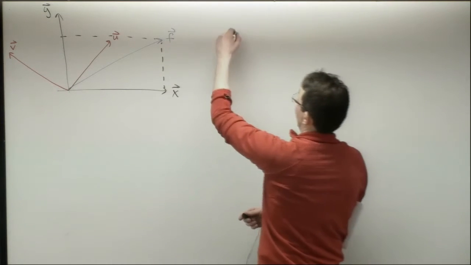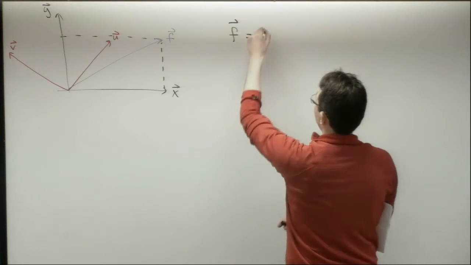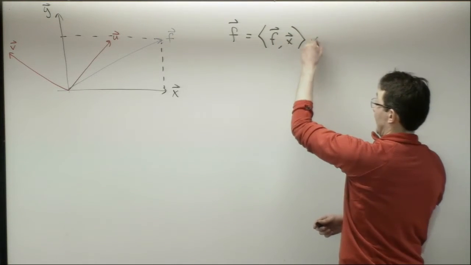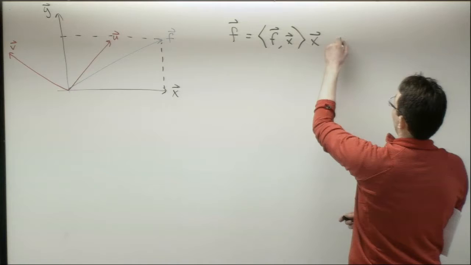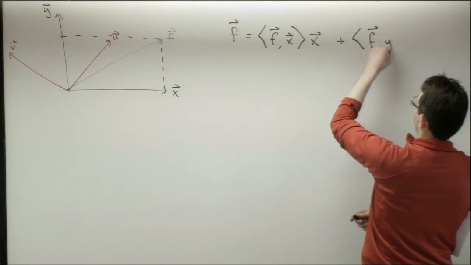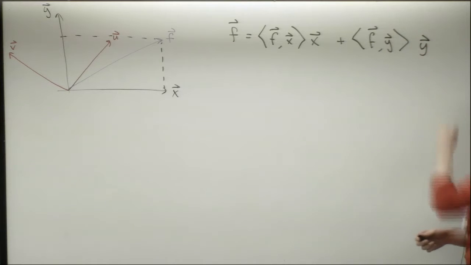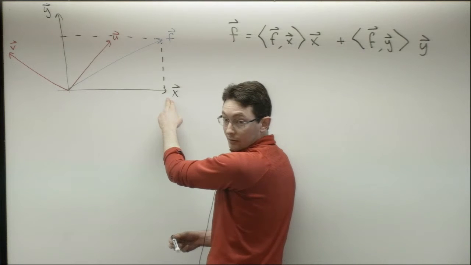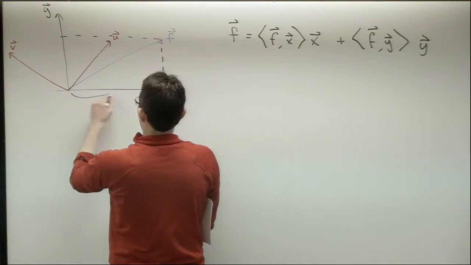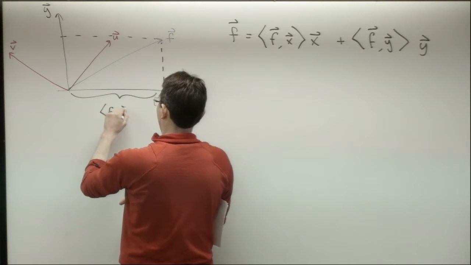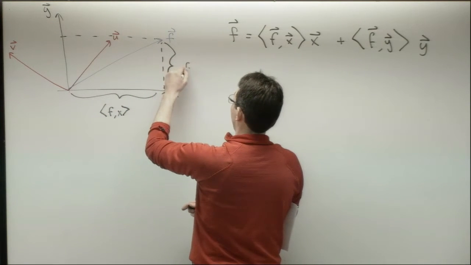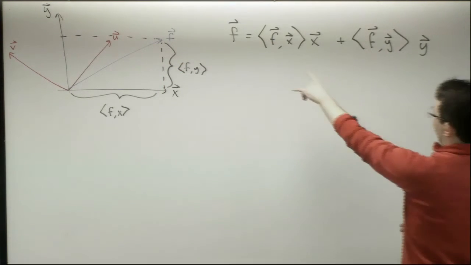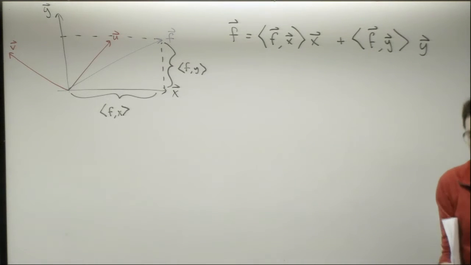The dot product, right? So I have f is equal to the inner product of f with the x vector in the x direction plus the inner product of f with my y vector in the y direction. How much of f is in this direction is just the inner product of f with x. And how much of f is in this direction is the inner product of f with y. Okay? So I have this coordinate representation of my vector f.